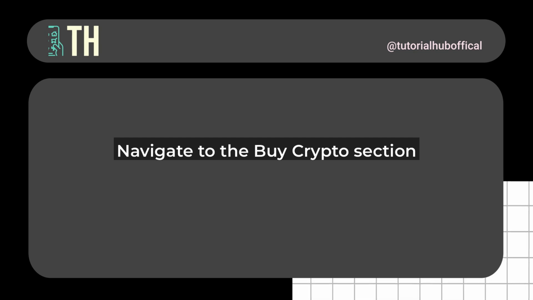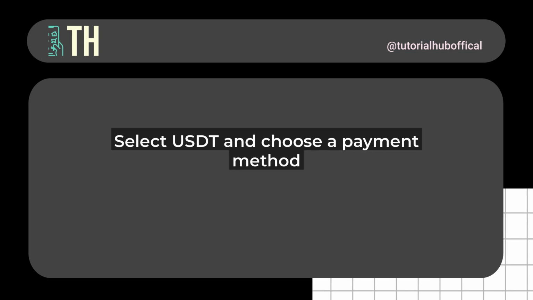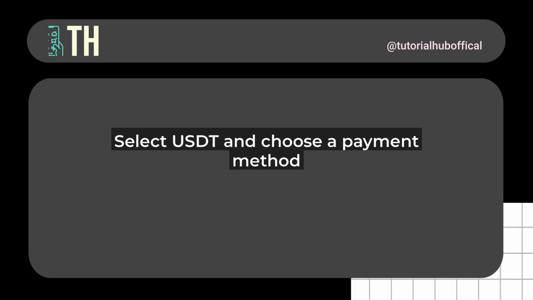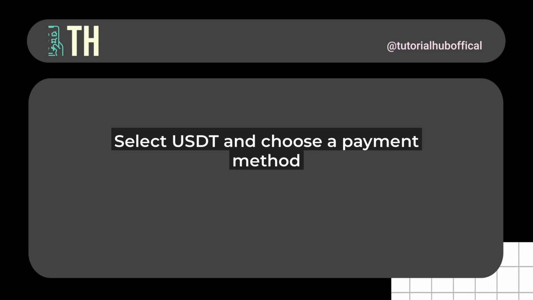Now, navigate to the Buy Crypto section on the dashboard. Here, select USDT as your desired cryptocurrency. You'll see a variety of payment options, such as credit card, bank transfer, or even other cryptos if you already hold some. Pick the one that works best for you.